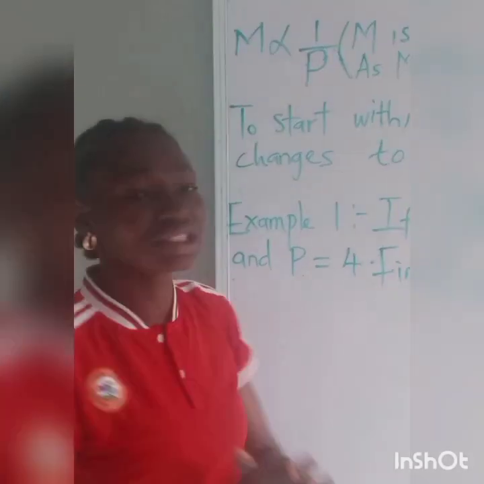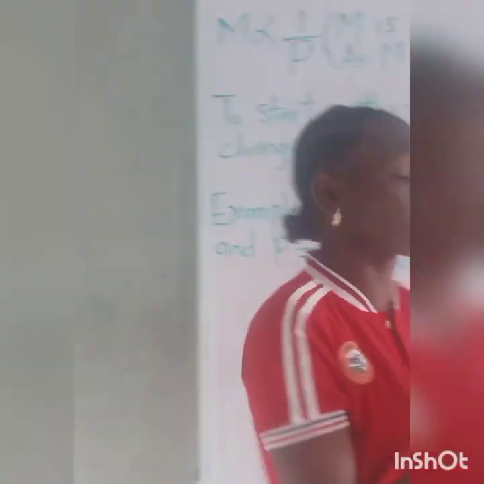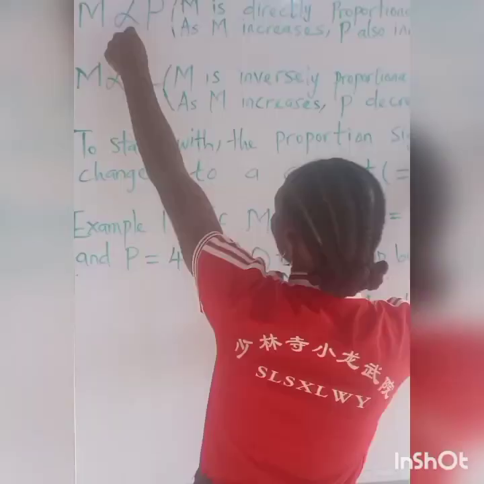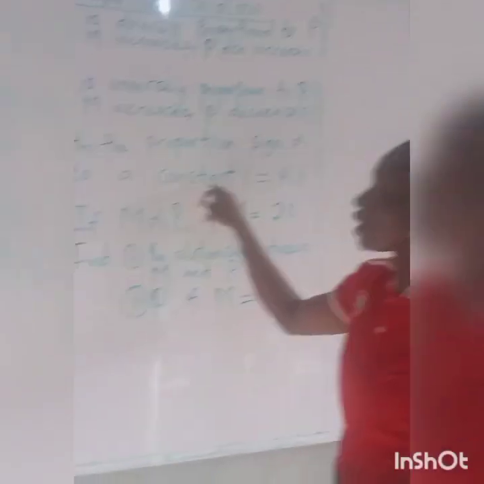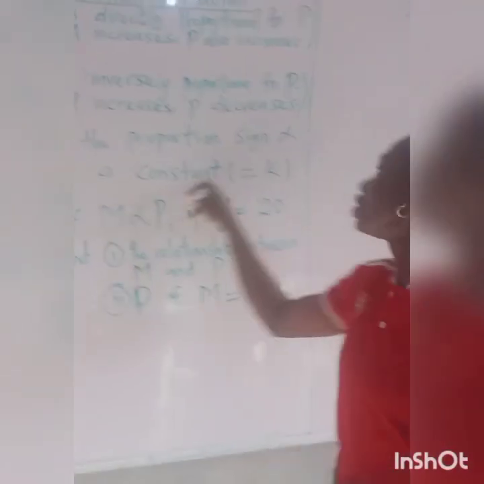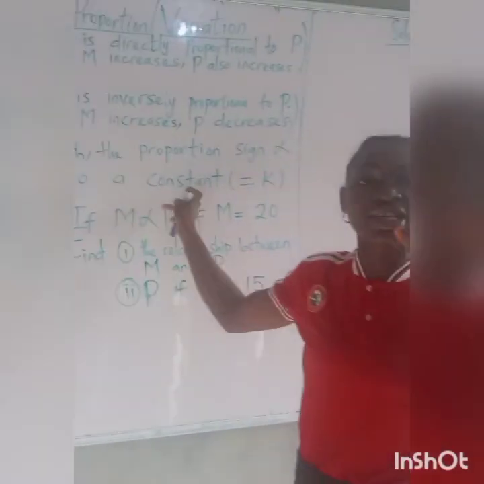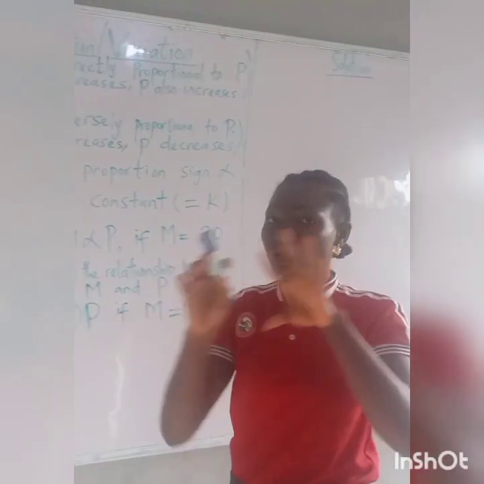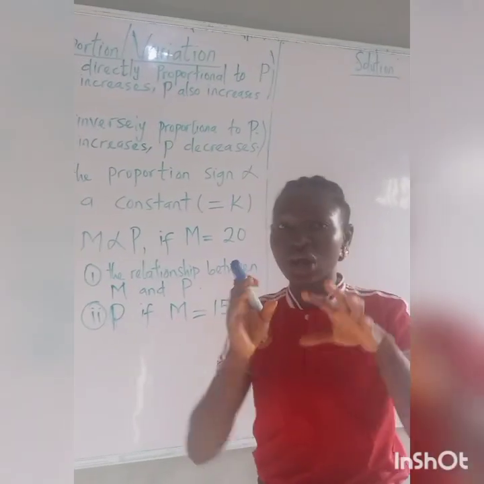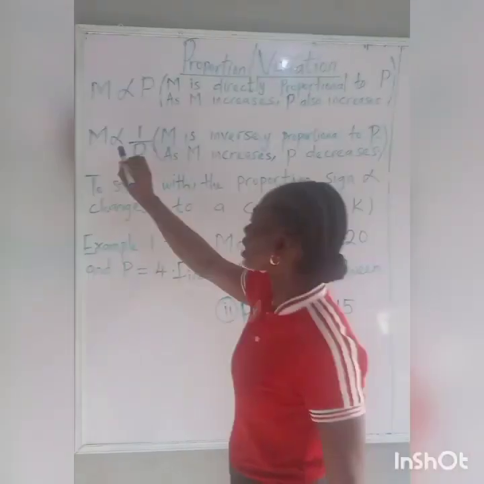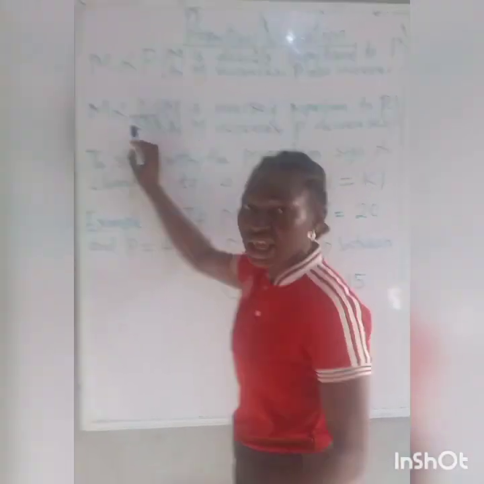Now, having gotten that, if we want to solve questions under proportion, to start with, the proportion sign changes to a constant. That's the first thing you do. You change this proportion sign to a constant K. Therefore, if you want to start solving a proportional question, the first thing you do is you change this proportional sign to equals K.